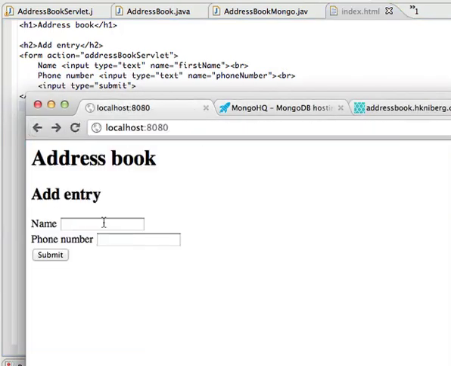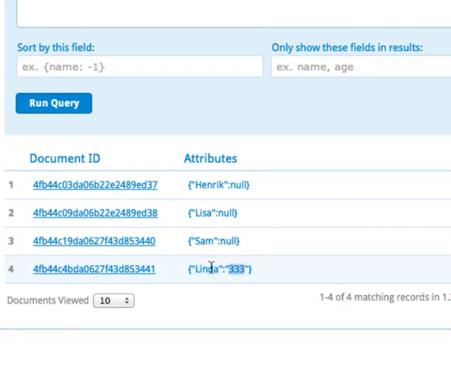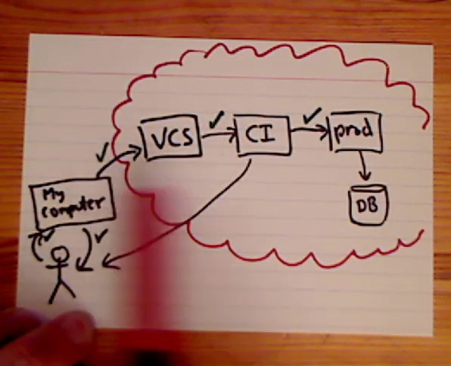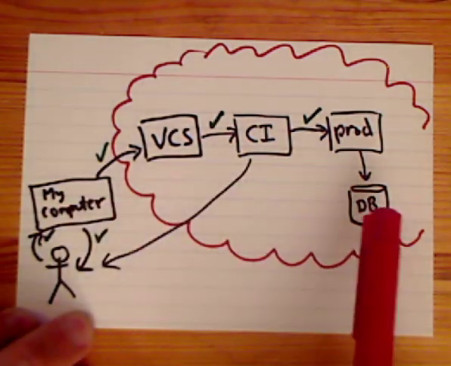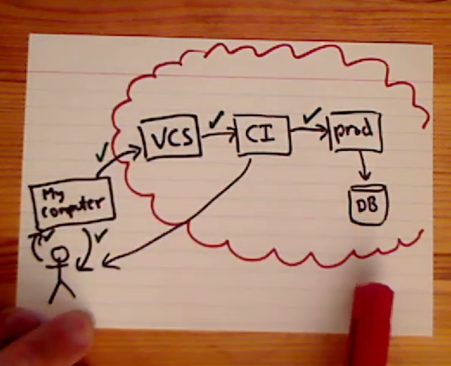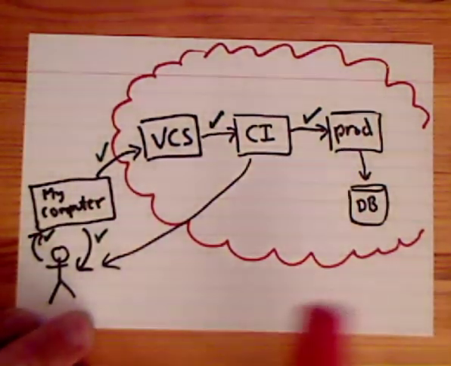Let's test it again. Back up, reload this page, and let's add Linda. 4 entries. Good, much better. Now, note that what we have now is actually a line from here to here, since my computer is talking to the database over there. Of course, ideally we want maybe a separate database for testing and then leave the production database for production stuff. But we can fix that later.